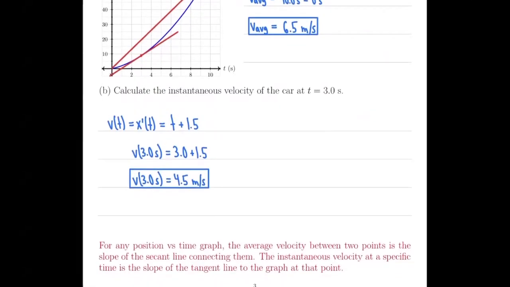To sum up, for any position versus time graph, the average velocity between 2 points is the slope of the secant line connecting them, and the instantaneous velocity at a specific time is the slope of the tangent line to the graph at that point.